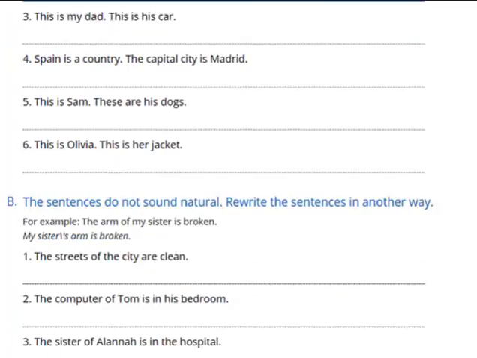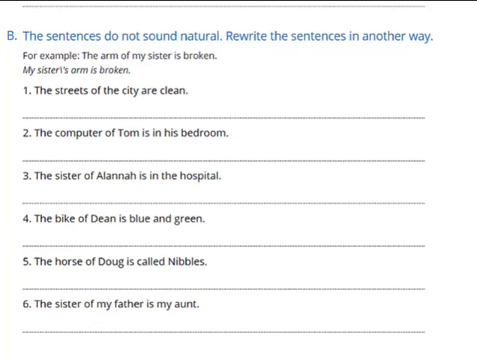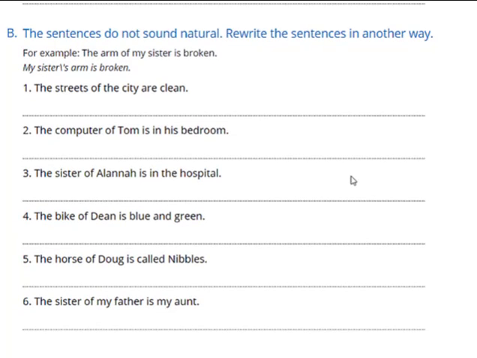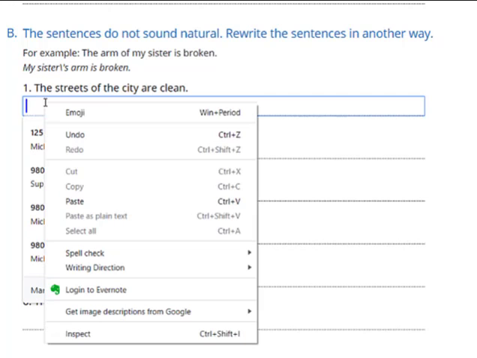Let's go down to the next section. The sentences do not sound natural. Rewrite the sentences in another way. For example, the arm of my sister is broken. Right? My sister's arm is broken. So the reason this does not sound natural, by the way, is that it's too wordy, and we're doing the sentence structure in a very random way. So you might remember how we do sentence structure in the US and American English is different than in other countries. So that's why we have it like this. My sister's arm, the subject, the noun, is broken.